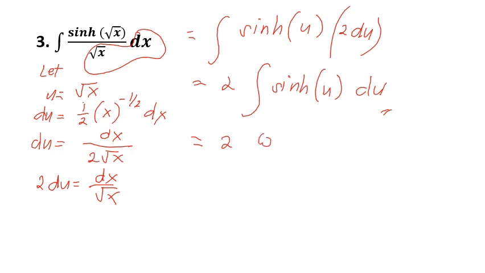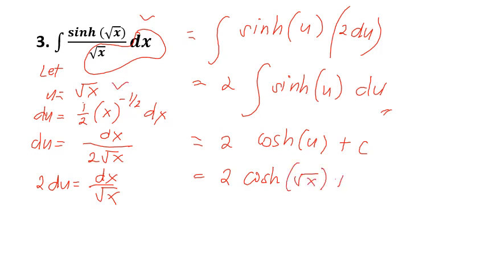So I will have 2 cosh u plus c, but this is not yet our final answer because our terms are in terms of x. So now we will have 2 cosh, my u is equal to square root of x, so I will have square root of x plus c. Now this is our final answer.